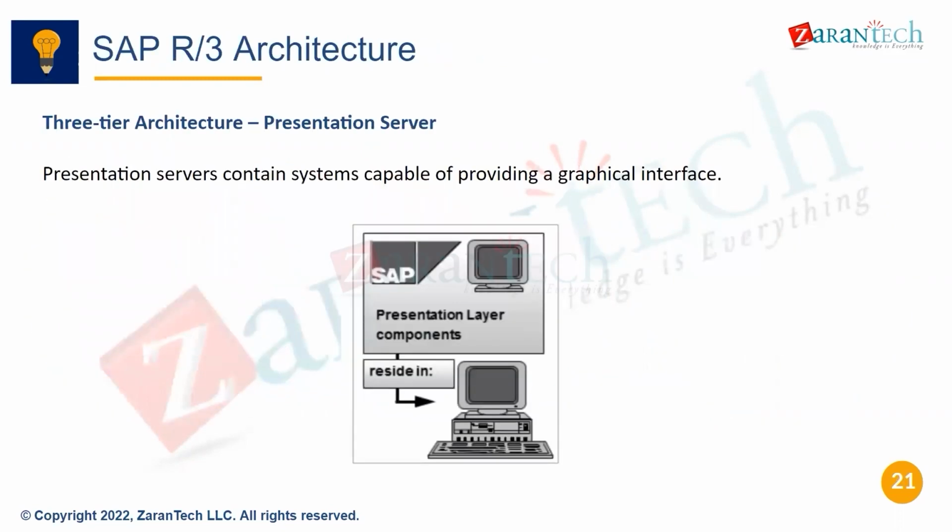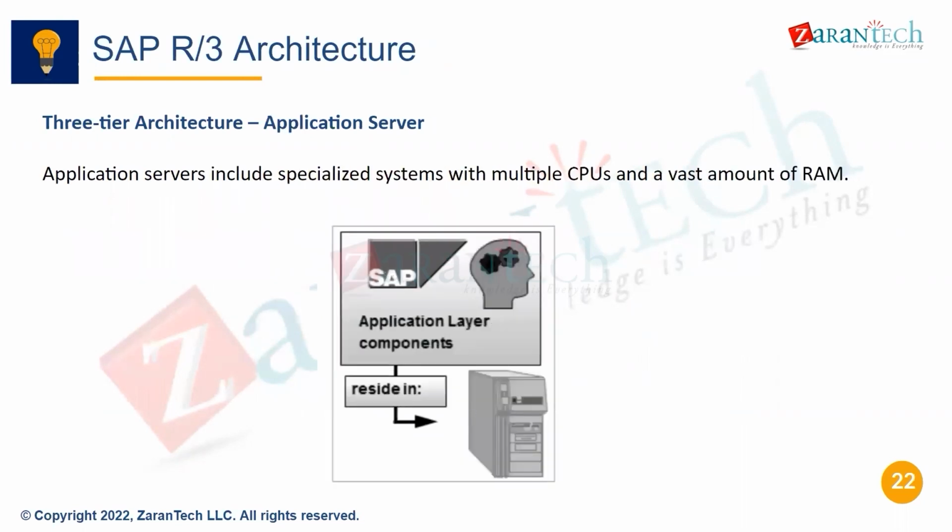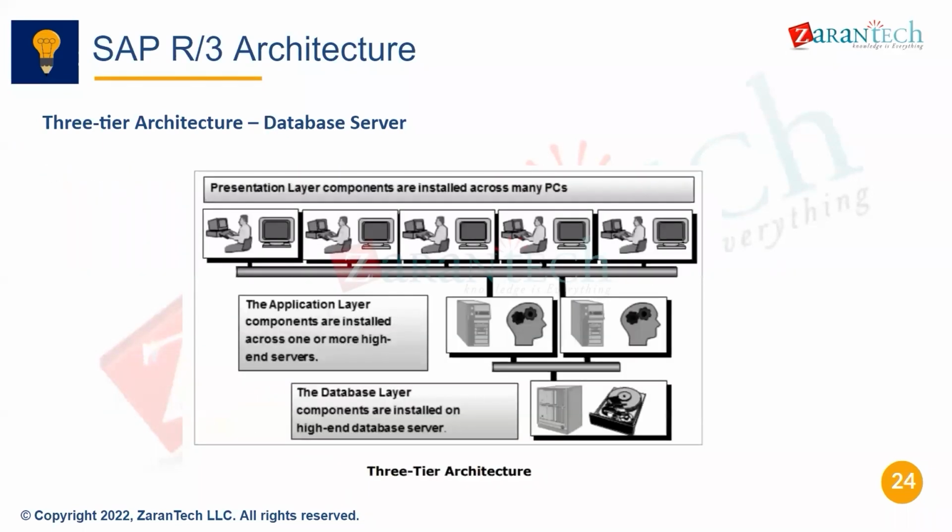So three-tier architecture. It started in the 90s with the R3. It is also called three-tier architecture, and it is valid in SAP ECC as well. So this is the overall architecture. It has a presentation layer, application layer, and database layer. Okay.